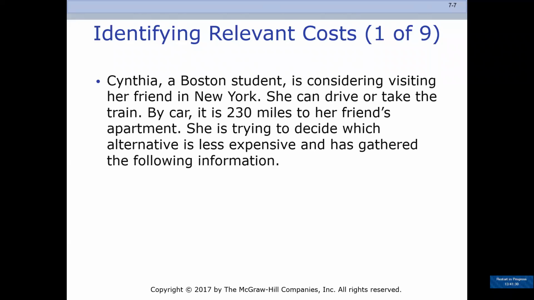So in this example, Cynthia, a Boston student, is considering visiting her friend in New York. She can drive or take the train. By car, it is 230 miles to her friend's apartment.